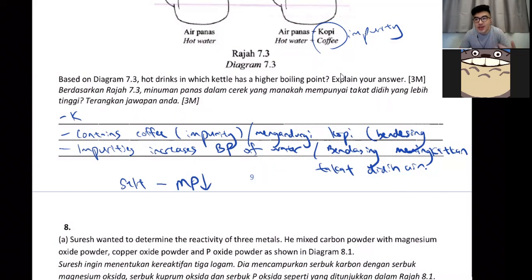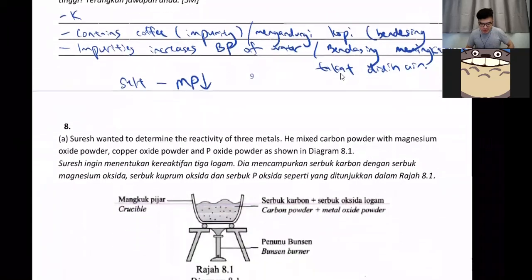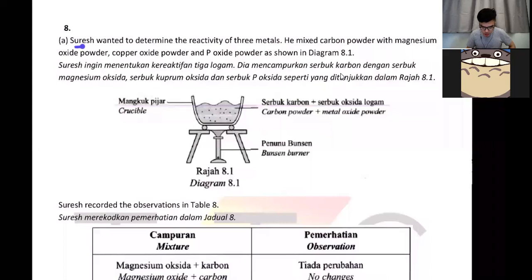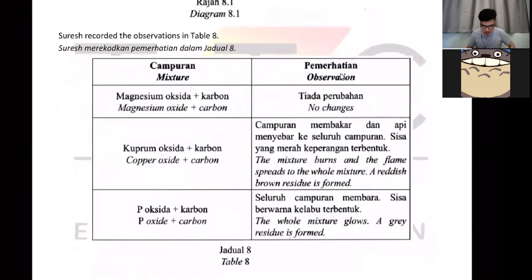Unless you are very hardworking. After every winter, every year, you just wash the bottom of your car. Nobody washes the bottom of the car because it's really difficult. You need to wash away all the road salt. So this thing will come up in the exam also, which is the salt melting road snow. Okay, so moving on. Number 8, Suresh wants to determine the reactivity of 3 metals, mixed carbon with magnesium, copper, and P oxide. Okay, so as you can see, carbon and magnesium oxide. So who is married here?